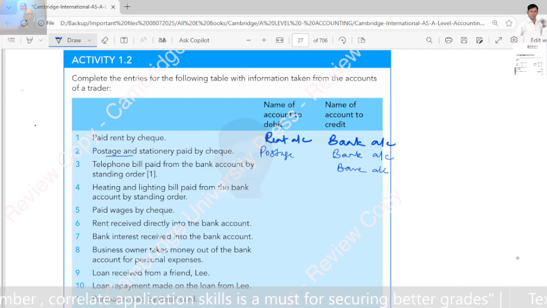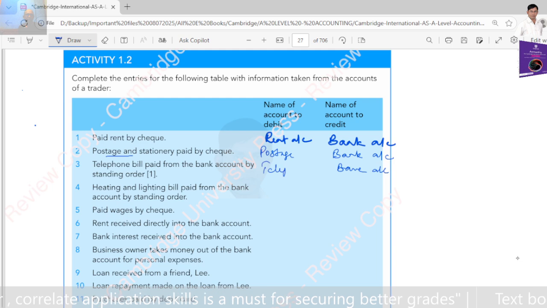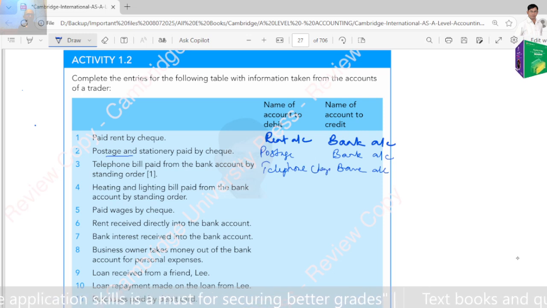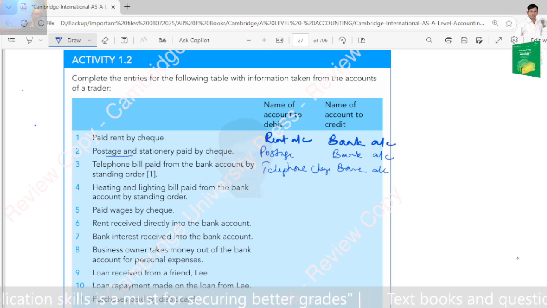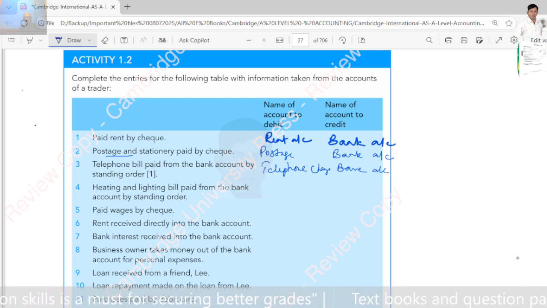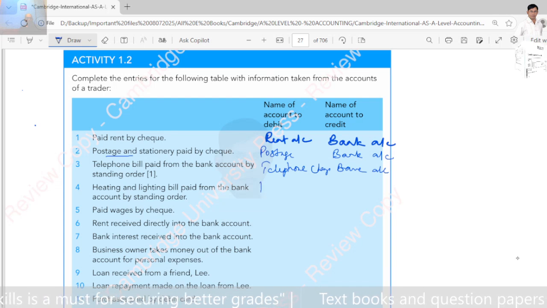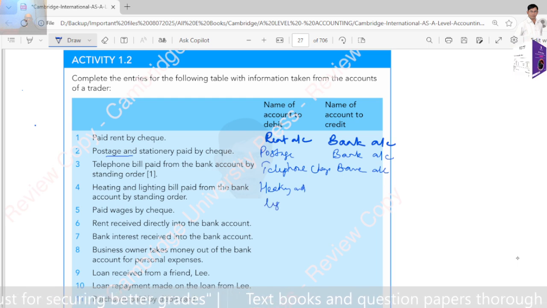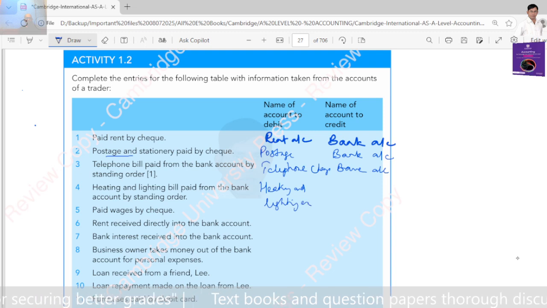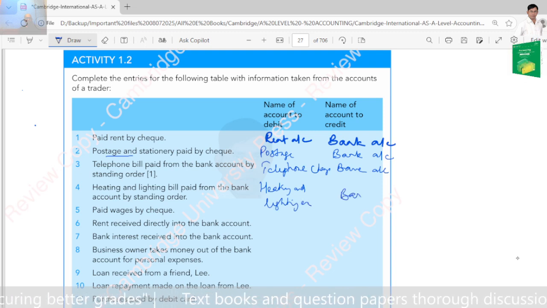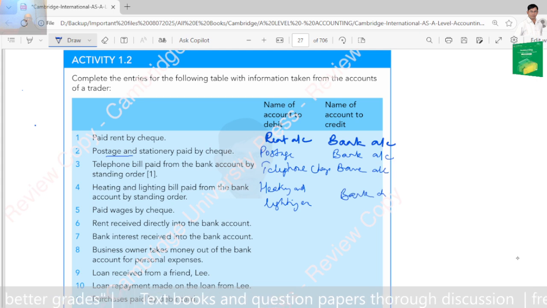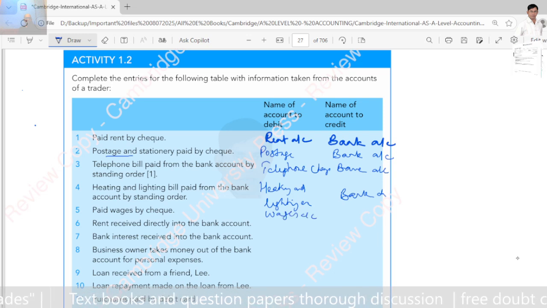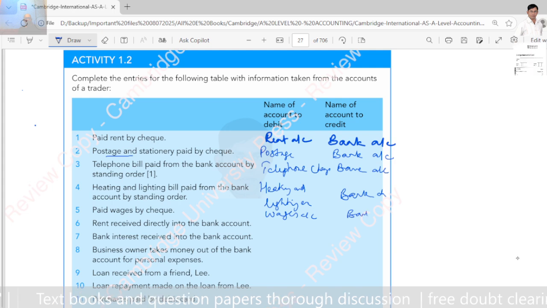Here it will be telephone charges. Heating and lighting bill paid from the bank account by standing order. So heating and lighting expense, and bank. Paid wages by check. So what is happening? Wages account, and bank. Why? Because money is going out from the bank.